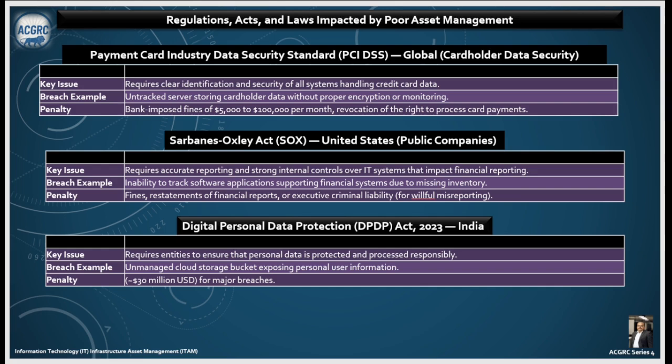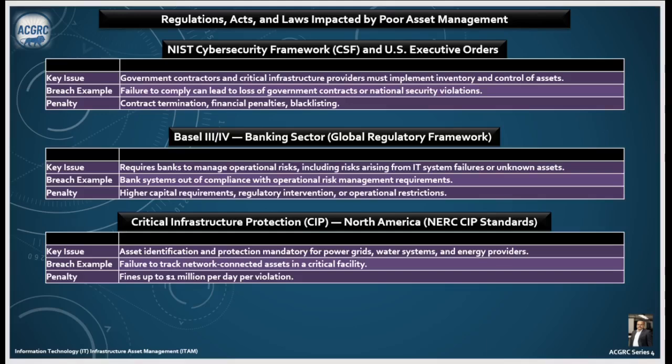The next is the DPDP Act of 2023. In this case, it's about 30 million USD for major breaches. Can you afford it? Next is NIST CSF. This has a straight hit: contract gets terminated, financial penalty and blacklisting. The Basel 3.4 triggers higher capital requirements, regulatory intervention or operational restrictions.